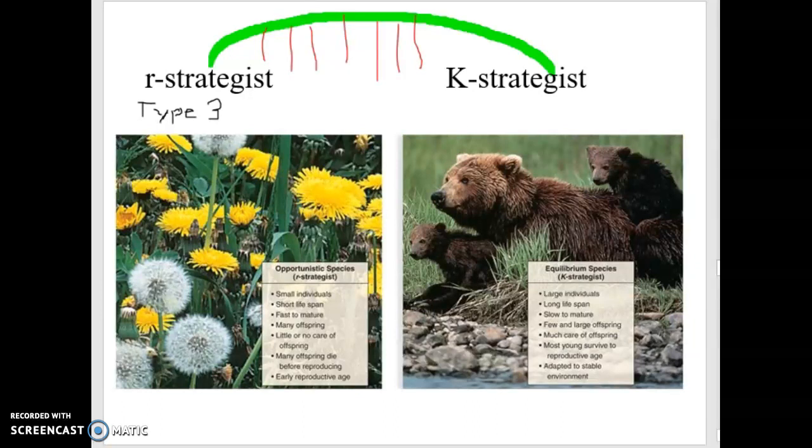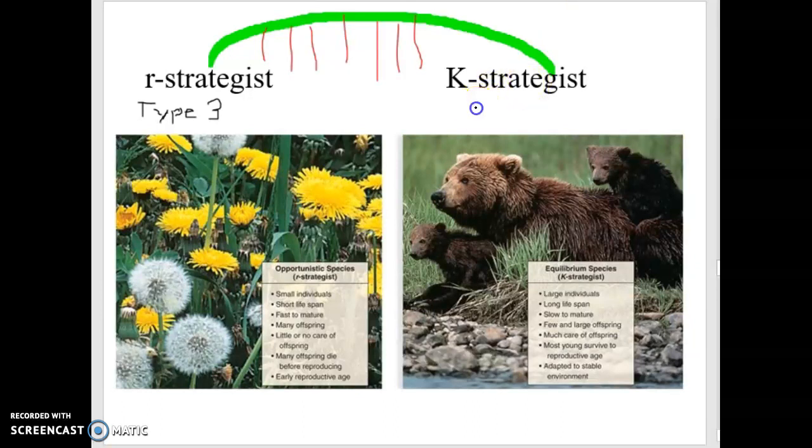The exact opposite end of the spectrum are what we call K strategists. These individuals tend to be very big. They live a long time. It takes years for them to grow and mature. When they have offspring, it's usually only a couple, and then they give a lot of parental care to the offspring. Like Mama Bear here, she only has 2 cubs. She's going to take care of those cubs for many, many years until they're mature enough to survive on their own. Her whole reproductive potential might be 4 offspring in her entire life as a mother bear.